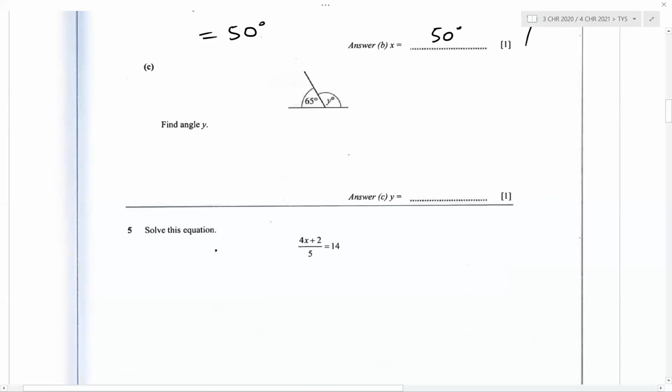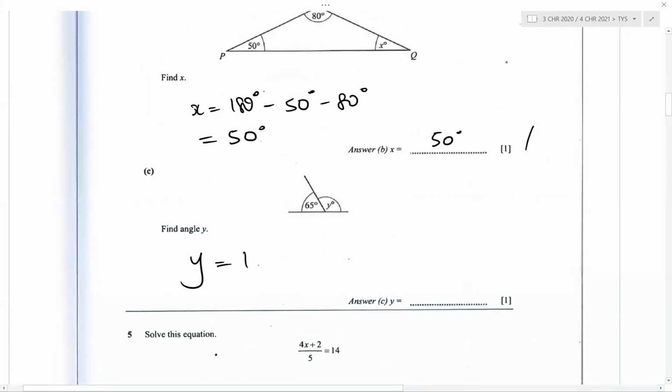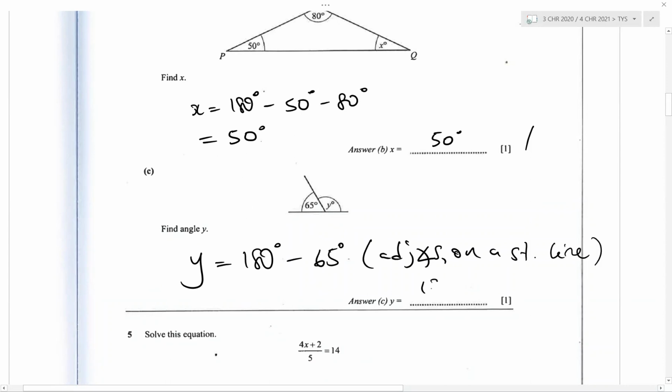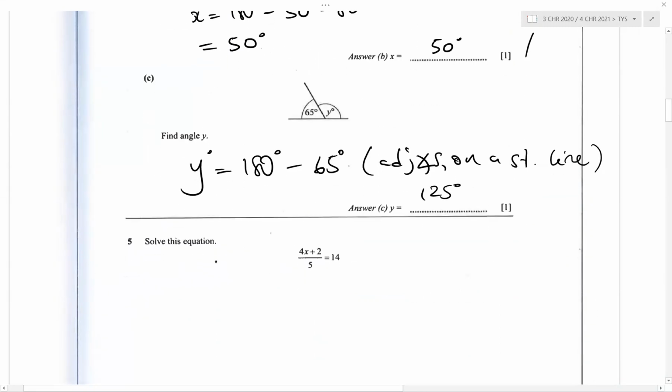I see another one. Angle y. y equals 180 minus 65. Adjacent angles on a straight line. So this one will be 125 degrees. It's just a few words. Go and memorize them. Out of my control. Please write down the reasons. Oh, this one is worse. Correct reason, wrong answer. Also 0.